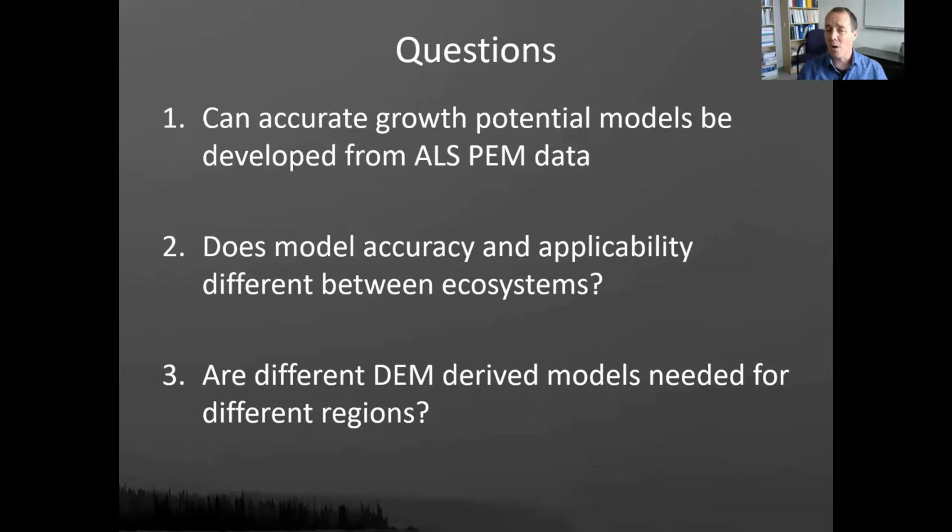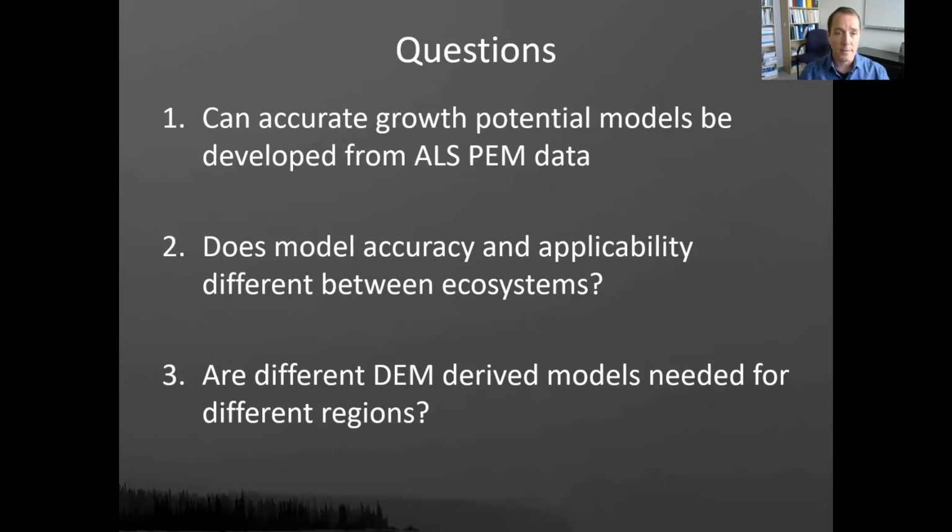Secondly, does the model accuracy and applicability actually vary between ecosystems? So we're going to look across a range of different forest ecosystems and ask whether or not we can use it in some, or in others that we can't. And then finally, if we are applying it to a range of different forest types, are there different predictor variables that are needed in order to get those accurate growth potential models, given that we assume that the growth limiting factors in one area may be different than the primary growth limiting factors in another area?